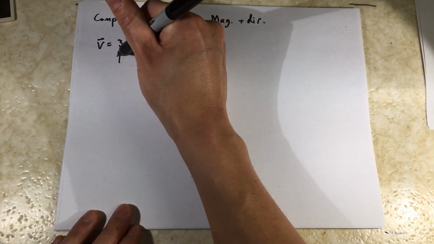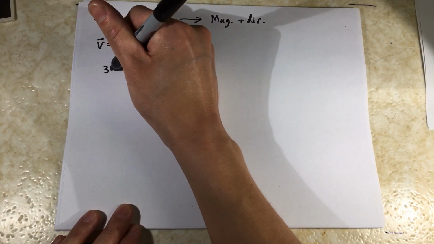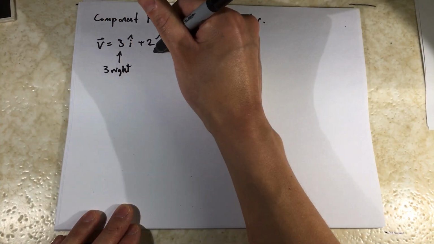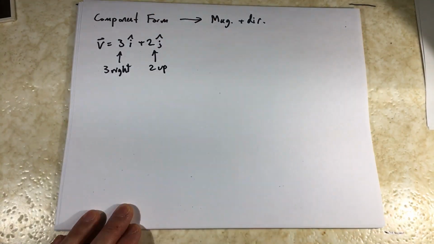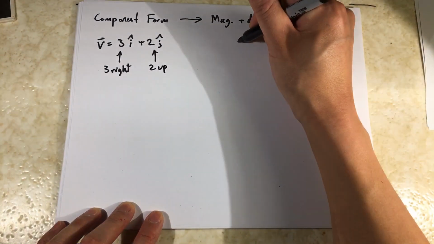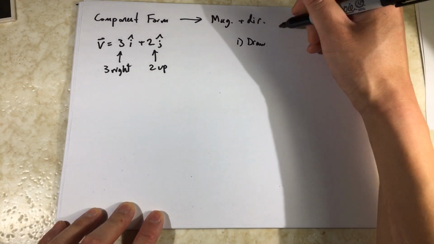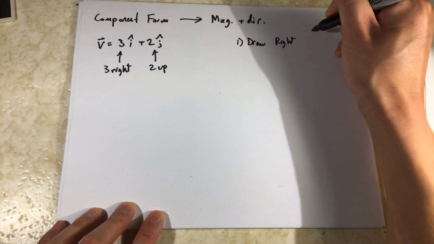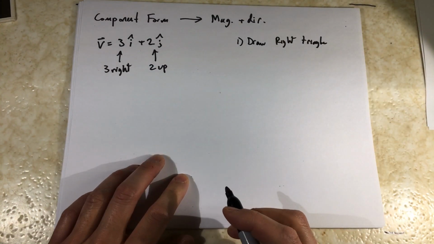So the way you read this is 3 is positive 3 in the i hat direction. That means you move 3 to the right. And 2 in the j hat direction, which means you're moving 2 up. All right. And so basically the strategy for this is to draw a triangle. You may see that this is kind of a pattern.